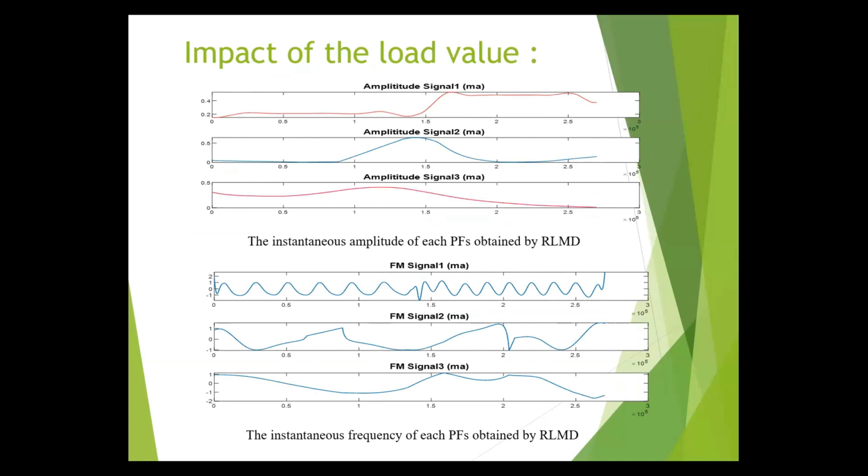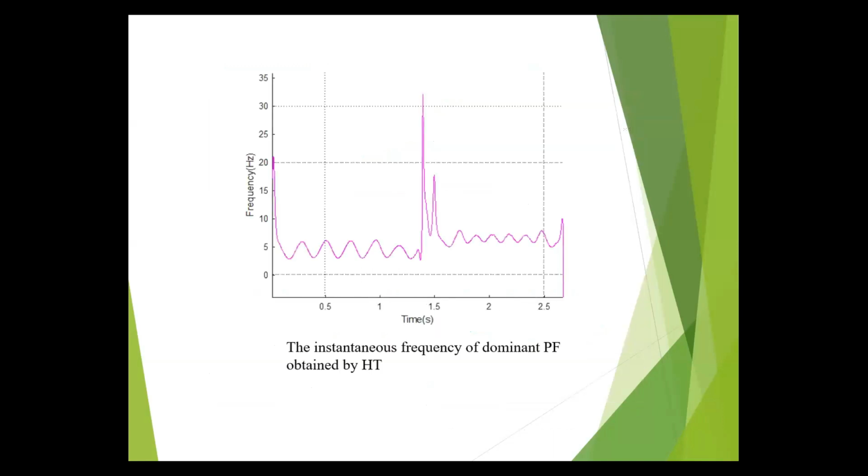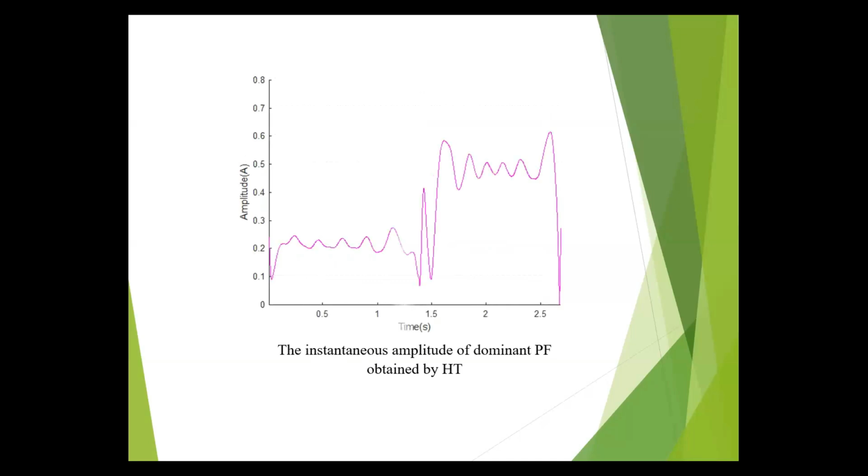Here we present the instantaneous amplitude and frequency of each product function obtained by robust local mean decomposition. It is always the first dominant product function that gives an indication of the fault and load effect, and it varies according to the load variation. Here are more details, which confirm our results. The instantaneous frequency of the dominant product function obtained by the Hilbert transform increases at time 1 when the load varies. And here the instantaneous amplitude obtained by the Hilbert transform also increases according to the load variation.